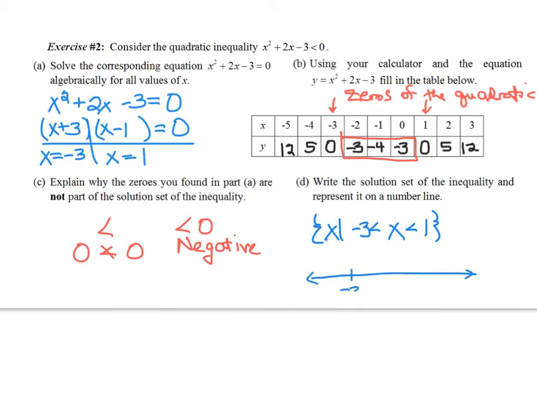Let's go from -3 to 1. We are not going to include the endpoints, so I'm putting open circles at both of those spots. But all of the numbers in between do solve my quadratic inequality.